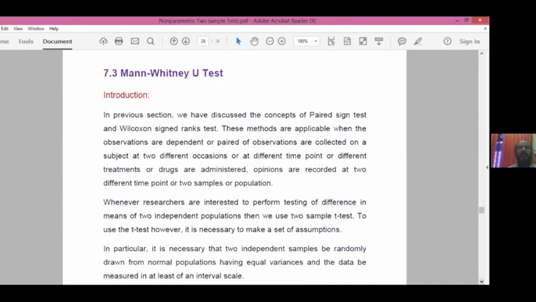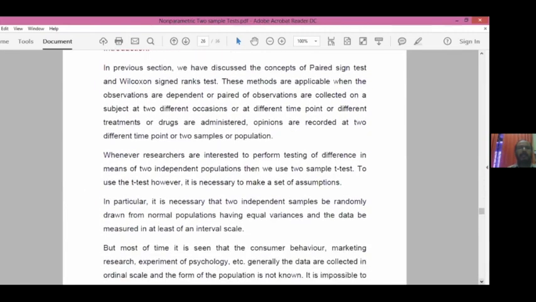Now come to the Mann-Whitney U test. In the previous section, we discussed the concept of the paired t-test and the Wilcoxon sign rank test. These methods are applicable when the observations are dependent or paired, where observations are collected on a subject at 2 different occasions or time points, or different treatments or drugs are administered, or opinions are recorded at 2 different time points. So these are the circumstances which I could explain here.